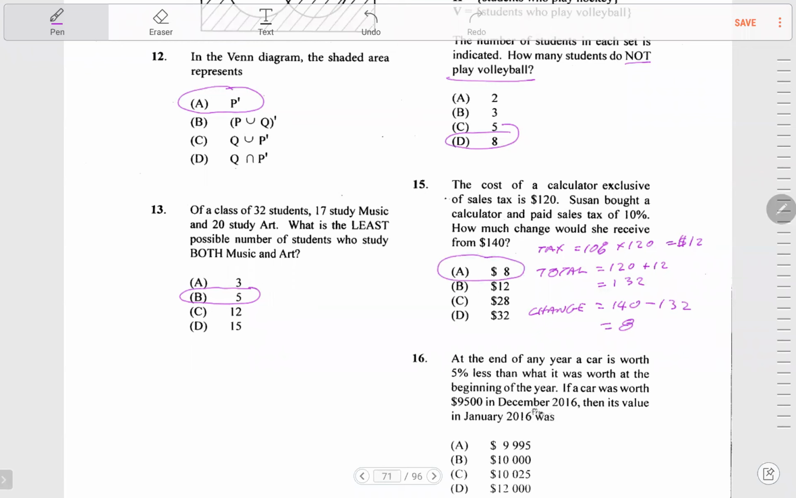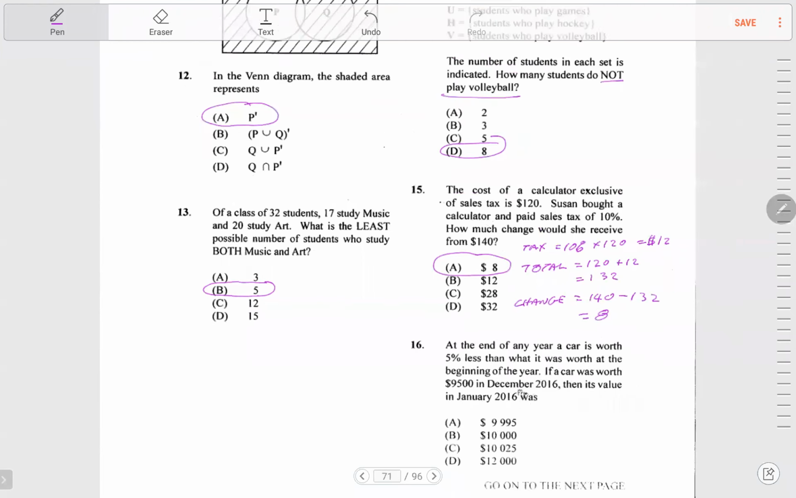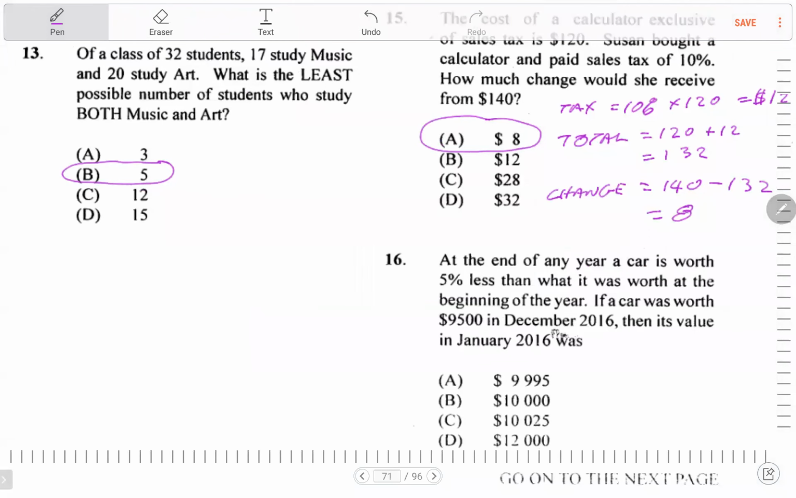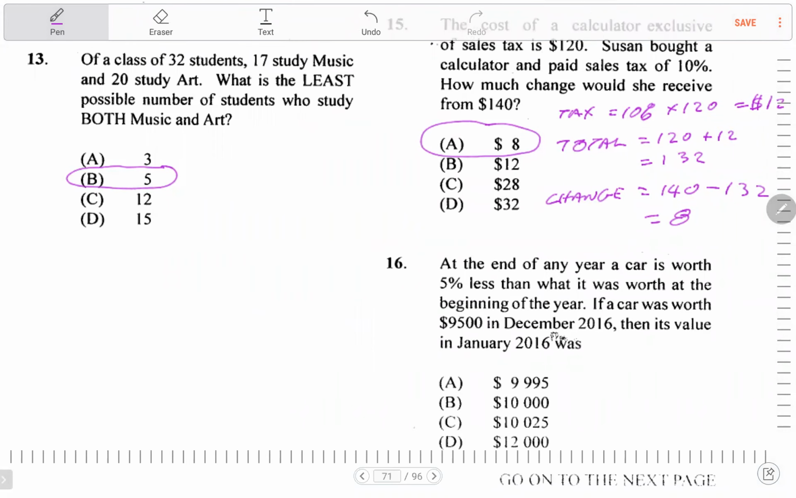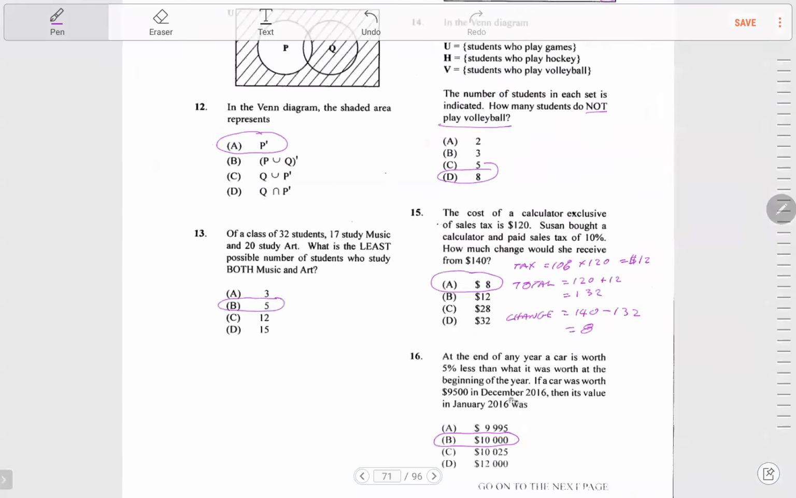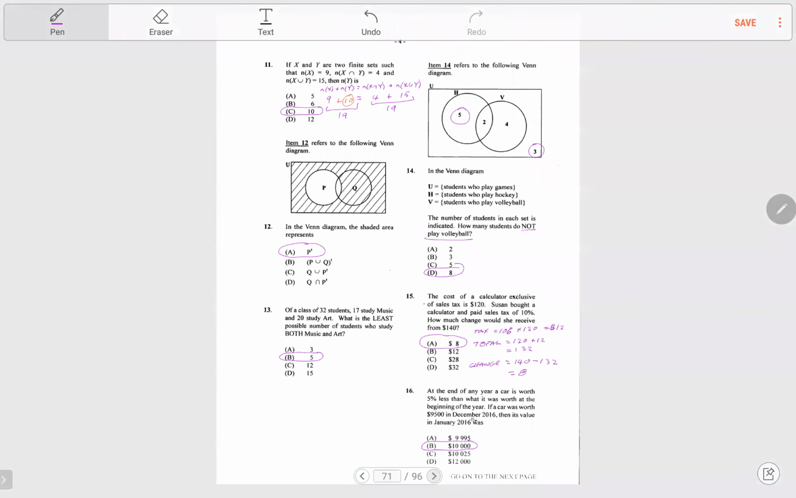That's it. I'm not bothering to put the dollar sign because, you know, we're in an exam, working in dollars. This one, at the end of any year, a car is worth 5% less. I did this question already, and the answer was 10,000. We did it twice or 3 times already. All right, that is 10. A lot of these questions repeat.